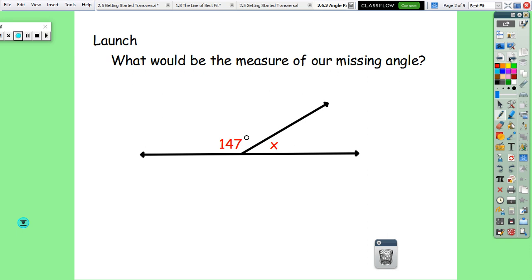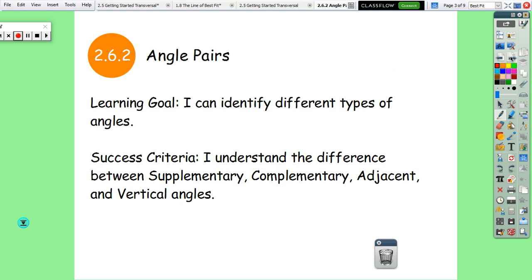All right, so we know that this line right here is a straight angle, and a straight angle always has to add up to 180 degrees. So these two angles here have to add up to 180. So you can take 180 minus 147 should give you 33 degrees. So x is equal to 33 degrees.